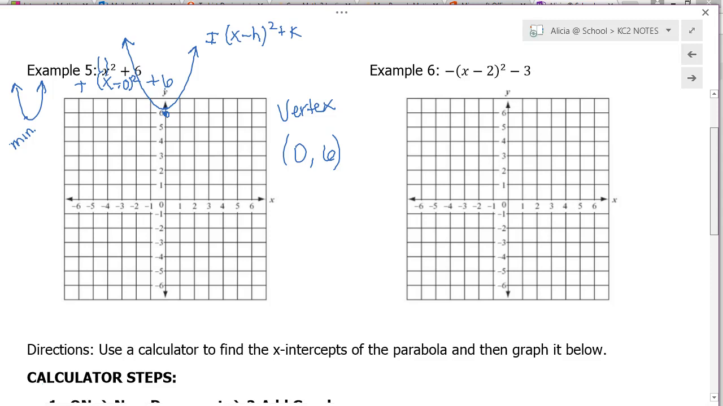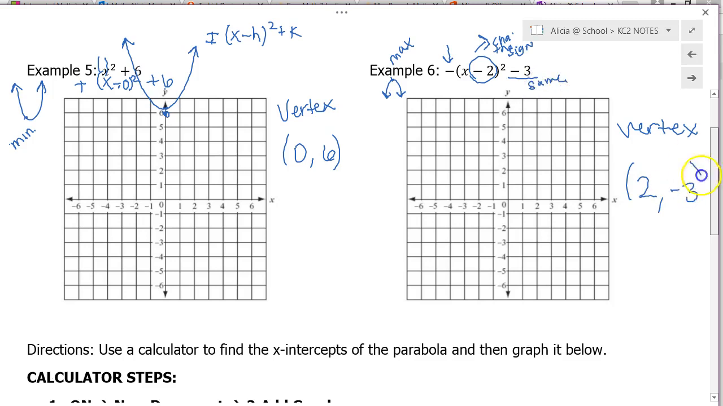Looking at example number 6, I see that I do have that negative sign, so that is going to give me a negative parabola opening downward, which makes our vertex the maximum point. My vertex then, remember I have to take the opposite of the x. So if I take the opposite of this, I have to change the sign. So if it's a -2, my vertex point then is at a +2. I leave my k the same. So it's going to be 2, -3.